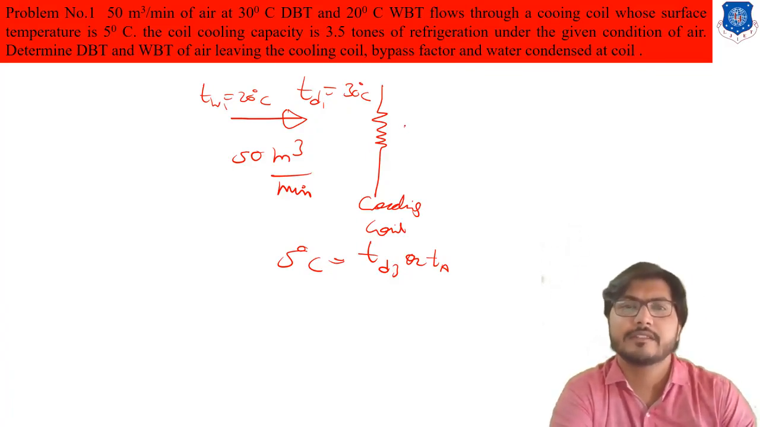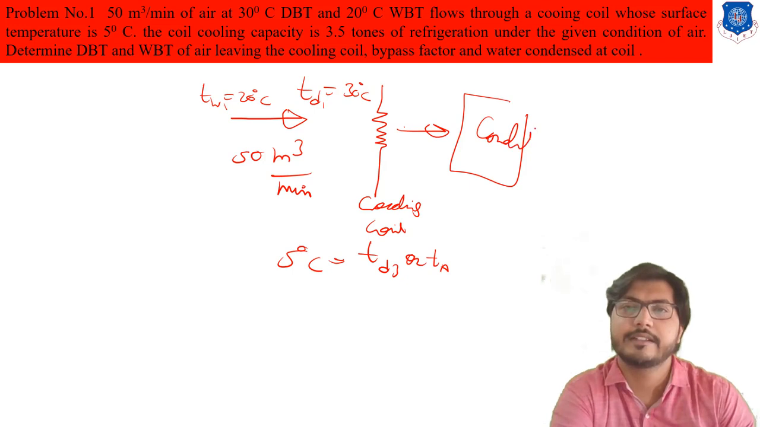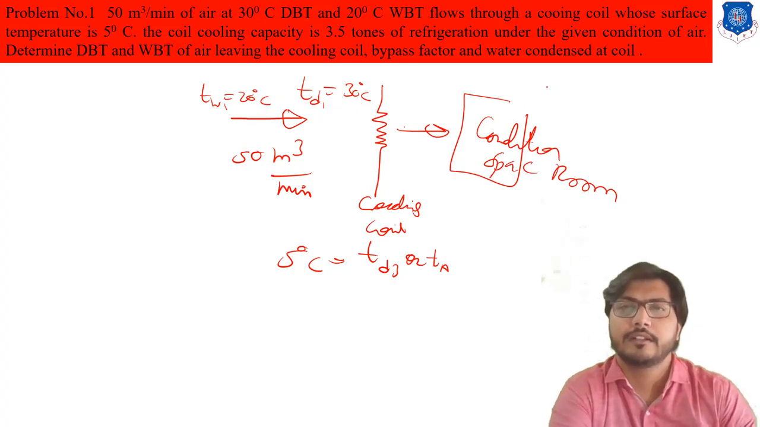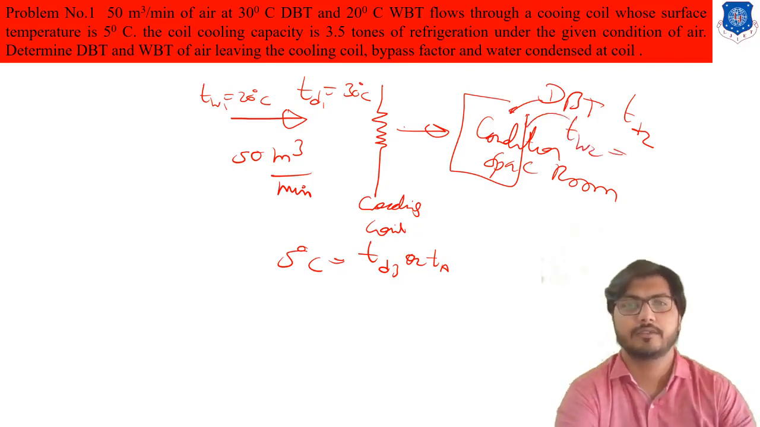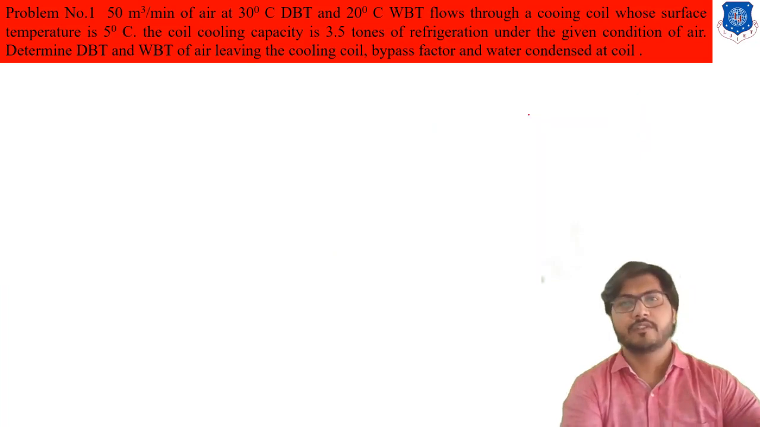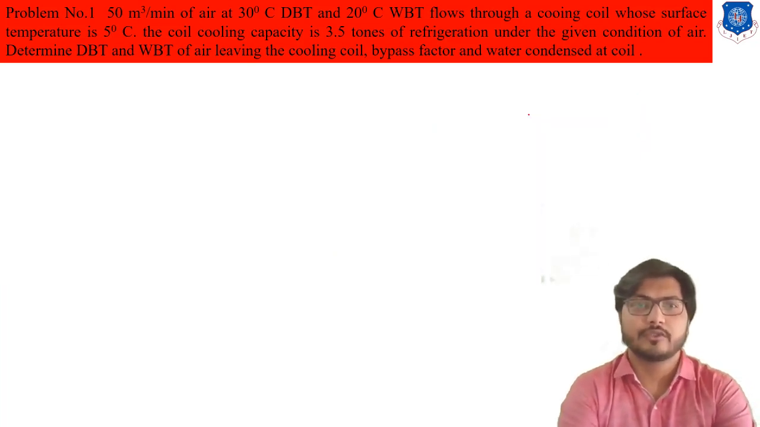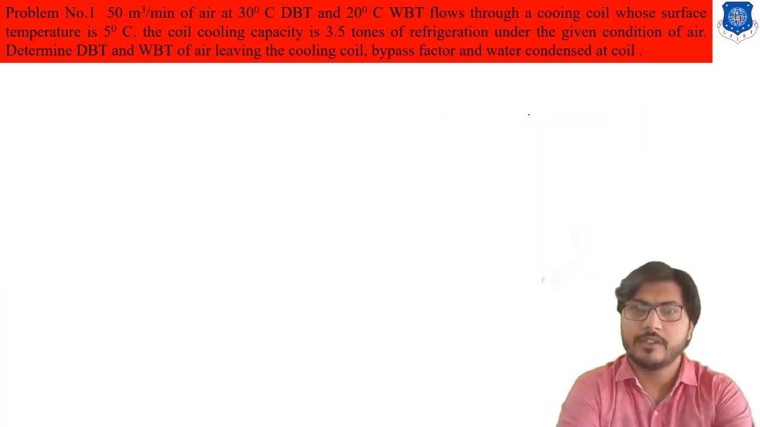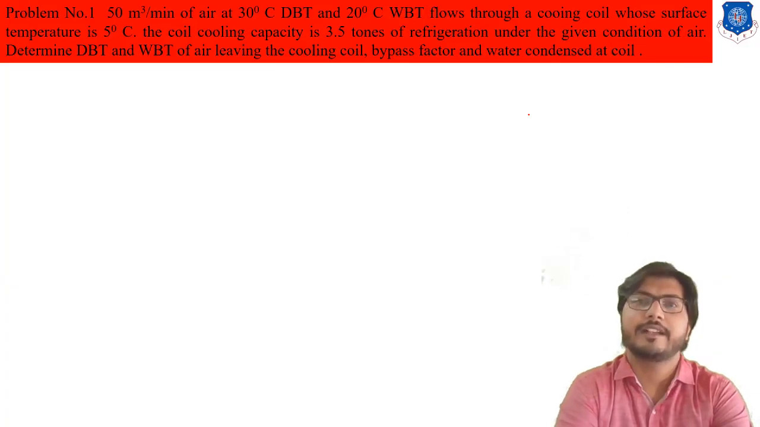After that, this cooled air is supplied to the conditioned space, or we can say the room. So calculate the dry bulb temperature TD2 of this air, and the wet bulb temperature TW2 for this air. So calculate these two things, and the bypass factor also, and the water condensed at the coil.